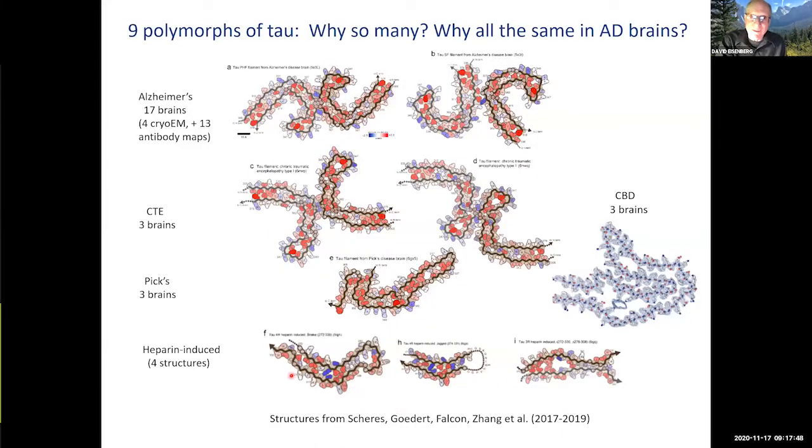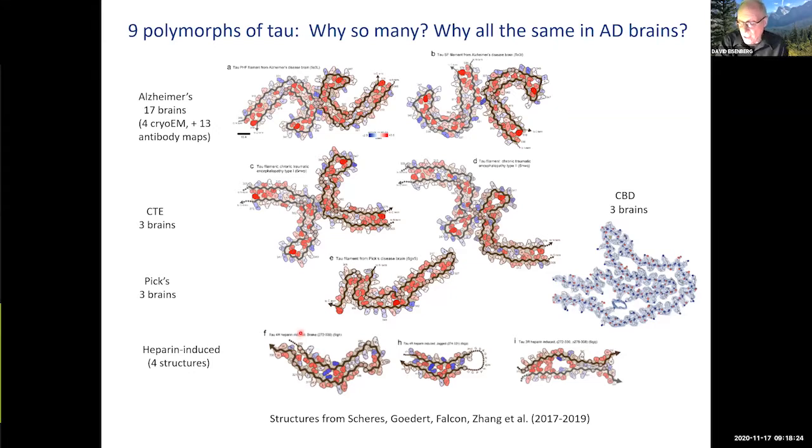Now I want to ask 2 questions. The first is, why are there so many polymorphs? For example, in tau, there are 9 different polymorphs, which are shown here. Actually, one of them is not really a polymorph. The Pick's disease protein is alternatively spliced. So the sequence is not exactly the same as the other 8 tau polymorphs, but the Goedert lab has found these 8 other structures that the tau sequence forms, the same sequence, different structures.